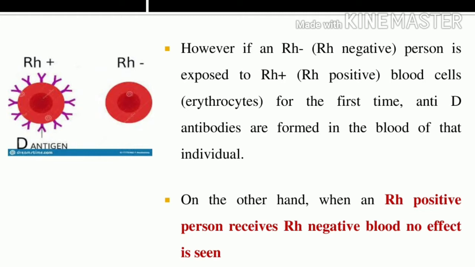So when an Rh negative person is exposed to Rh positive blood cells for the first time, antibodies are formed in the blood of that individual. When an Rh positive person receives Rh negative blood, there is no effect seen.